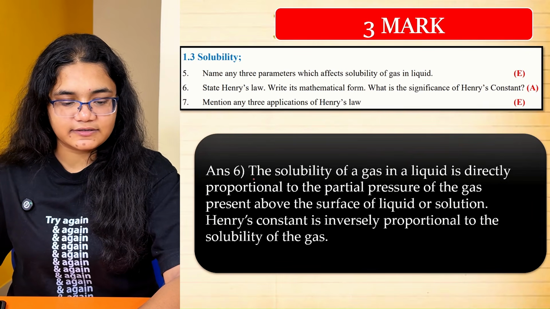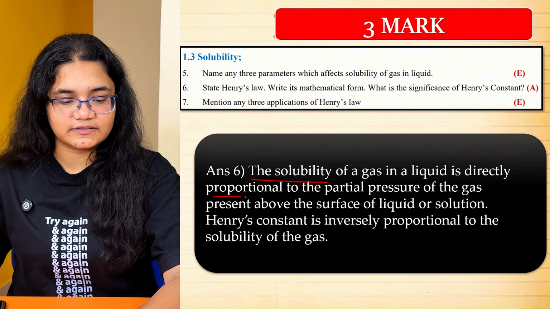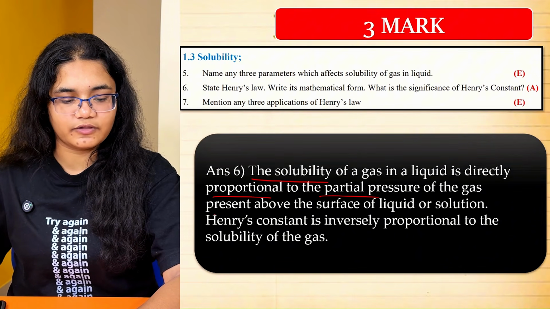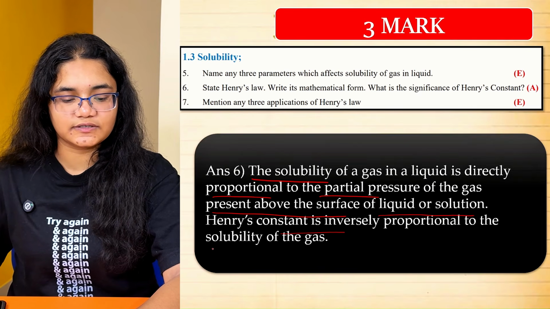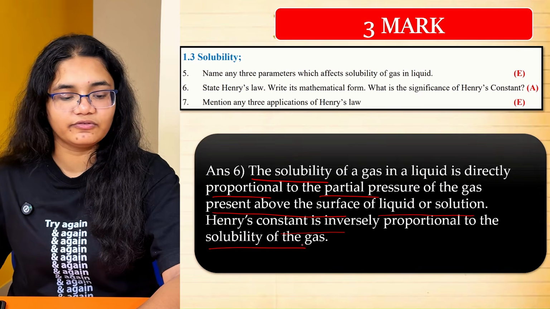So you can see here the Henry's law statement: the solubility of a gas in a liquid is directly proportional to the partial pressure of the gas present above the surface of the liquid or solution. And Henry's constant is inversely proportional to the solubility of the gas.